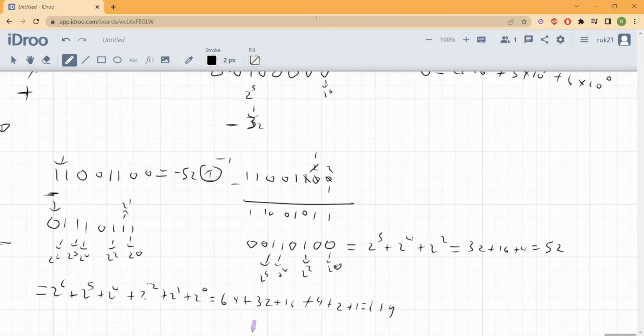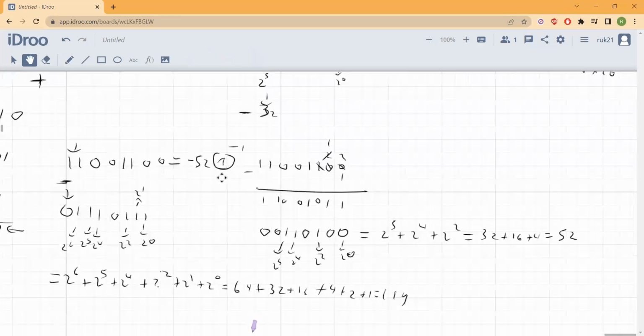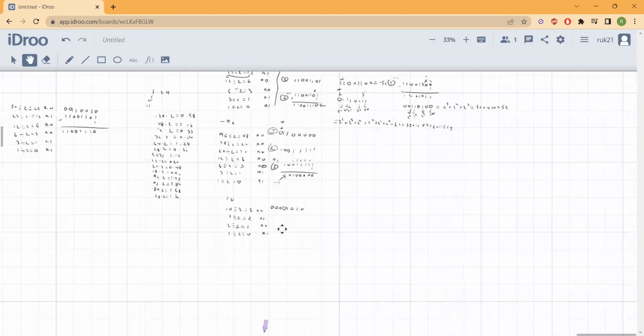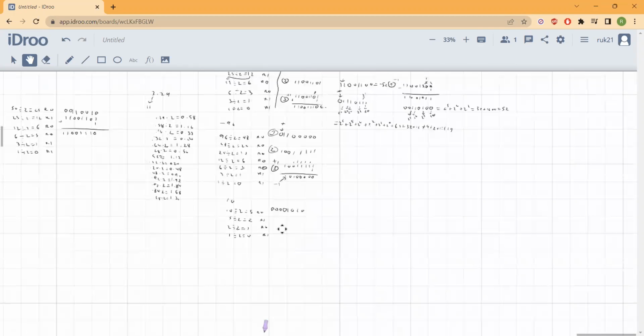Cool. We figured out how the 8-bit two's complement form works. Now let's move on to some of the big stuff. Let's see how IEEE 754 works, how we convert to it and how we convert from it.